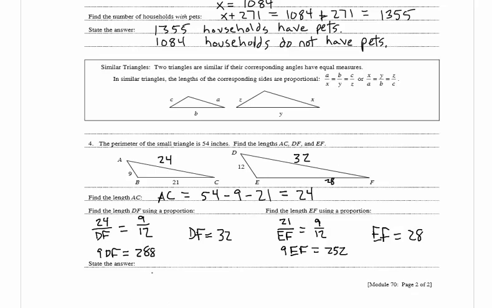And now they want us to state the answer. So we can say that AC is equal to 24. And the lengths that they gave us were in inches. So we're going to say 24 inches. And DF is equal to 32 inches. And EF is equal to 28 inches.